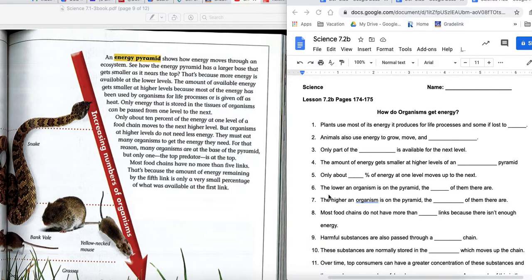All right, let's fill in your blanks. The lower an organism is on the pyramid, the more of them there are. The higher an organism is on the pyramid, the less of them there are. Most food chains do not have more than five links because there's just not enough energy as far as what those top consumers would have to eat.